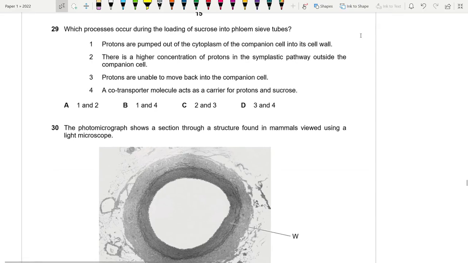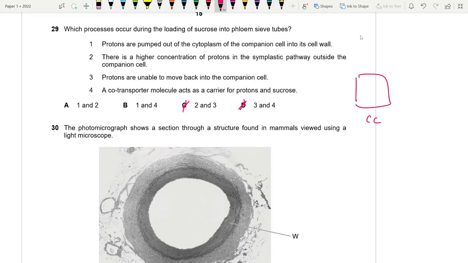29. Which processes occur during the loading of sucrose into phloem sieve tubes? Protons are pumped out of the cytoplasm of the companion cell into its cell wall. 100% correct. 1 is correct. There is a higher concentration of protons in the symplastic pathway outside the companion cell. What?